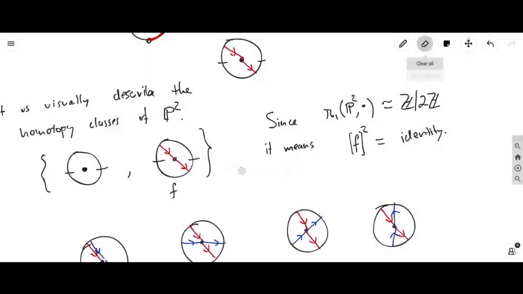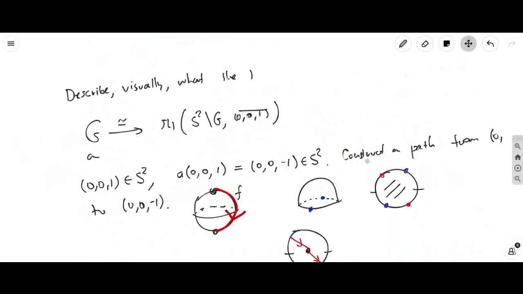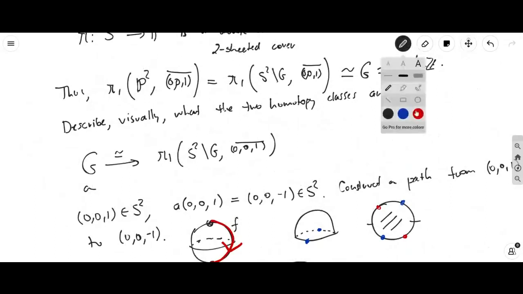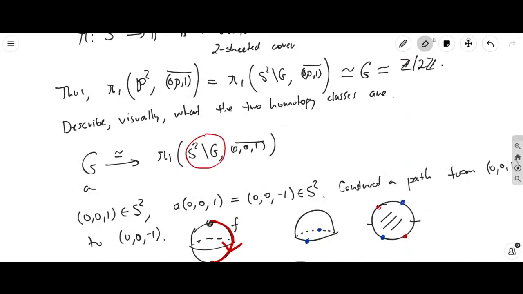Now, there is one part here that we have to address, and it's this. When we're using this isomorphism theorem that says that the fundamental group of the quotient is isomorphic to the group of automorphisms, there's the assumption that the covering space is simply connected. So the question here is, why is S2 simply connected?